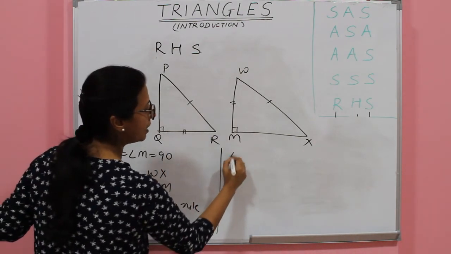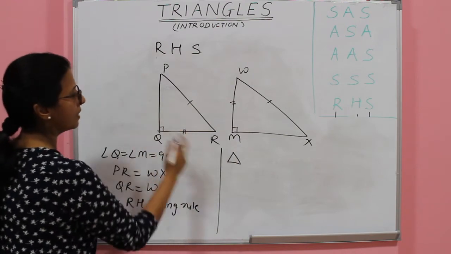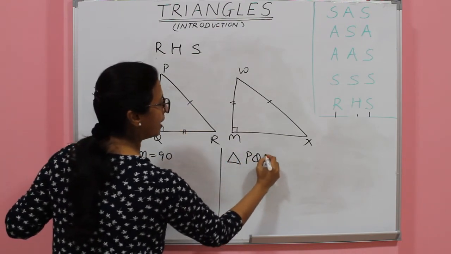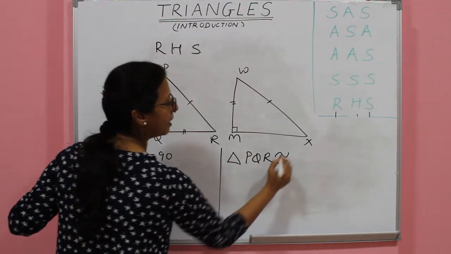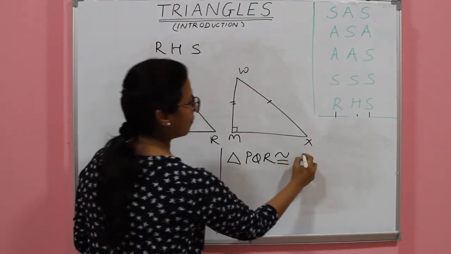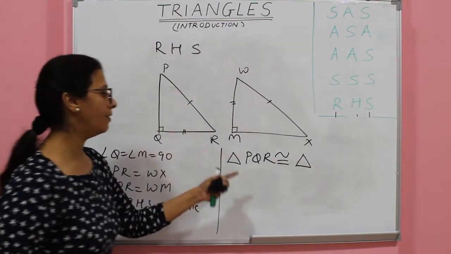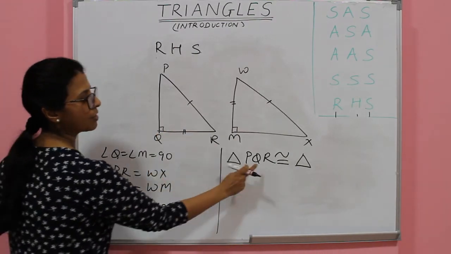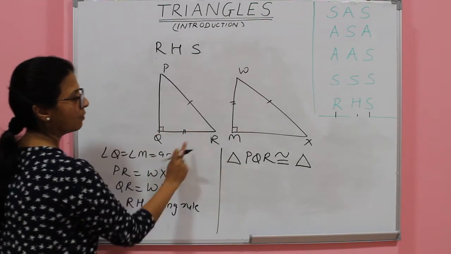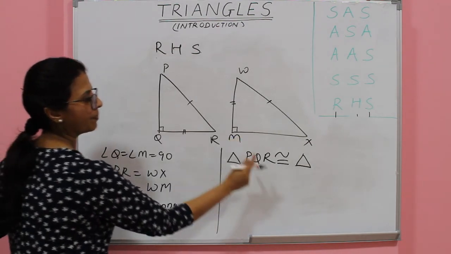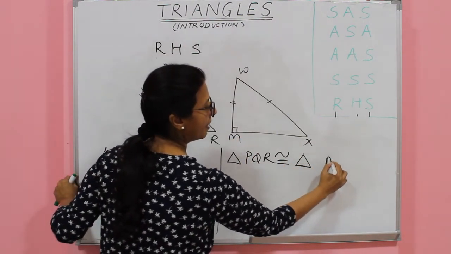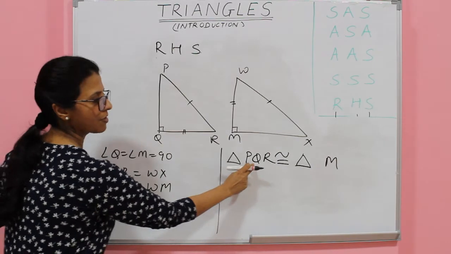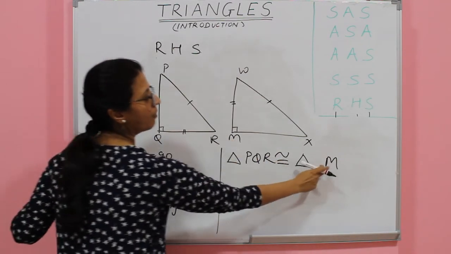How are we going to write the congruency? First we write the name of the first triangle, PQR, and while writing the name for the second one, we have to be very careful. What is the trick over here? First search for the right angle. Which is the right angle over here? Q. So where is Q over here? It's in the center. So which is the right angle over here? M. So M also has to be in the middle. Wherever there was a Q, it's a right angle, there M also follows.